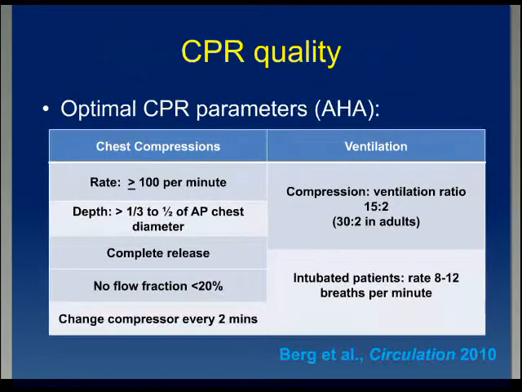This is just a quick slide to remind everyone of the current recommendations as far as CPR parameters, rate, depth, and most of us are probably very familiar with this. I don't need to go into it very much.